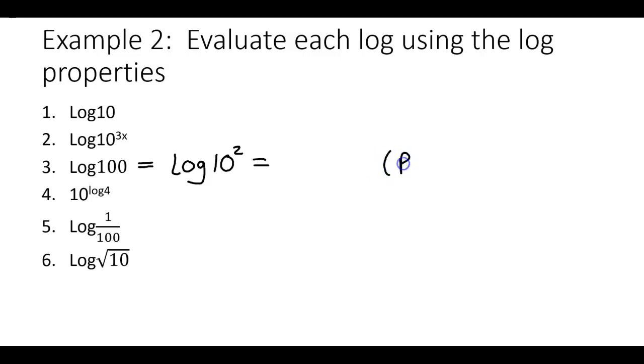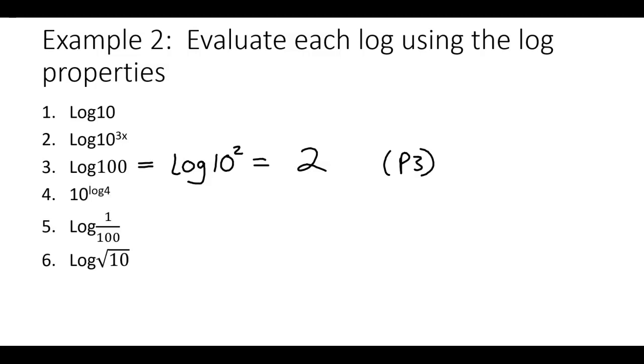Property 3. And according to property 3, the answer would be what? 2. So property 3 says that when you have a log base 10 and there's a power here, the answer is just that power. So that's property 3.